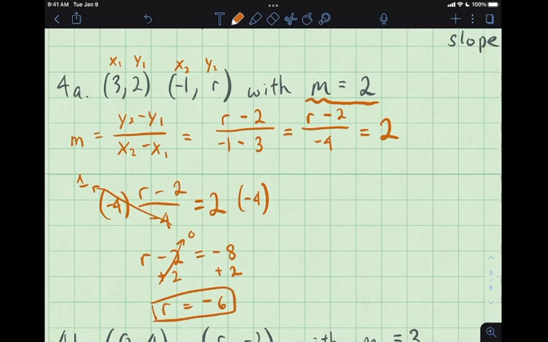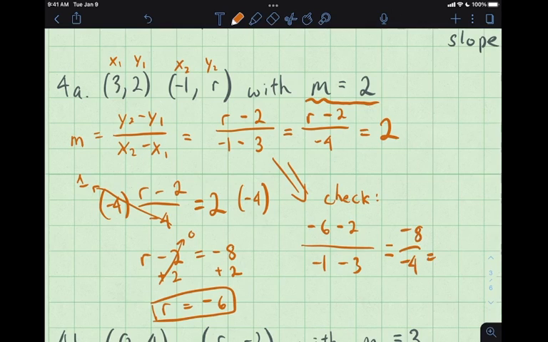You could go back in, like right here, right? You can check your work. Did I solve for the right r value? Negative 6, take away 2, divided by negative 1 minus 3. We have negative 8, divided by negative 4. Doesn't that in fact equal 2? Yes, it does. A little bit more algebra heavy, still uses this definition, this formula for slope. Should get real comfortable with calculating that.